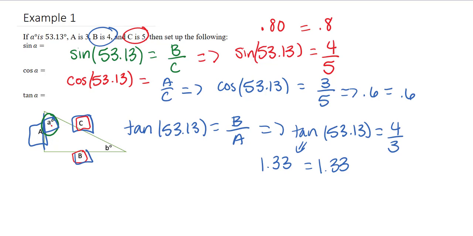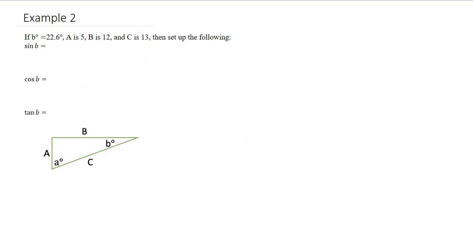Now let's look at another example. Example 2. If B is equal to 22.6, and A is 5, B is 12, C is 13, then set up the following. Let's go over this. So sine of B, this is our angle.